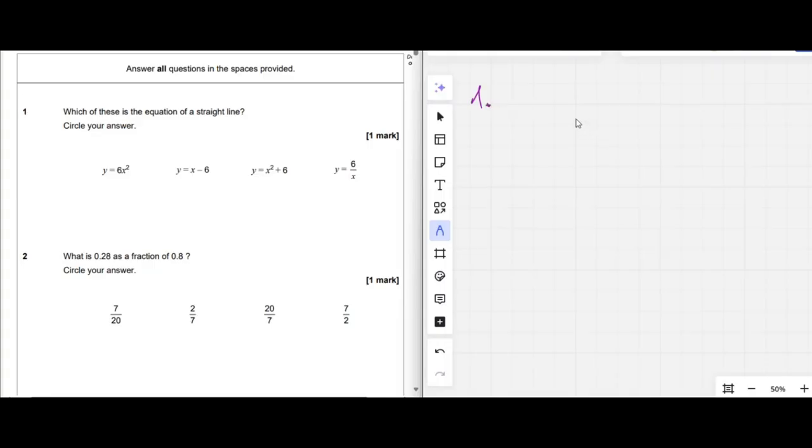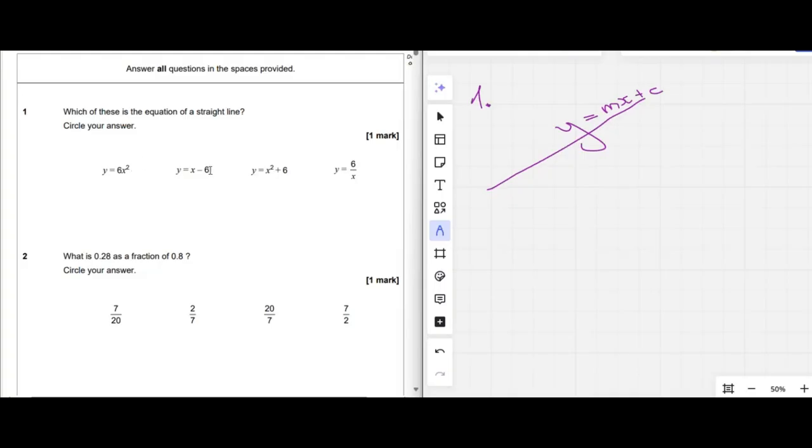Which of these is the equation of a straight line? Equation of a straight line: y = mx + c. That's the usual. The first one, 6x squared. Would that be a straight line?